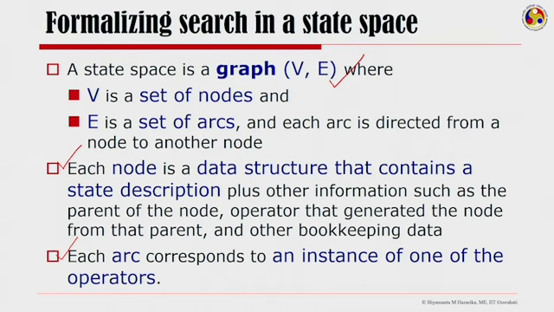And each arc corresponds to an instance of one of the operators. So basically whenever we are talking of formalizing search in state space, we are looking at having the whole of the state space converted into nodes, with each operator giving me some instances that take me to the other nodes. So finally we end up having such a directed graph, and searching in this directed graph for a path that brings me from S to G is what I mean by getting to the solution.